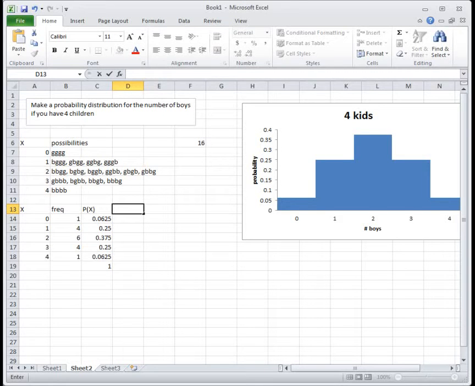In this video, I'm going to show you how to find the mean and standard deviation of a discrete probability distribution in Excel. So I'm picking up where my last video left off, where we had created our probability distribution for the scenario where we're having 4 kids and we're interested in the number of boys. So now we want to find the average number of boys, or the mean number of boys that we would expect. So the formula for the mean is the sum of x times p of x.